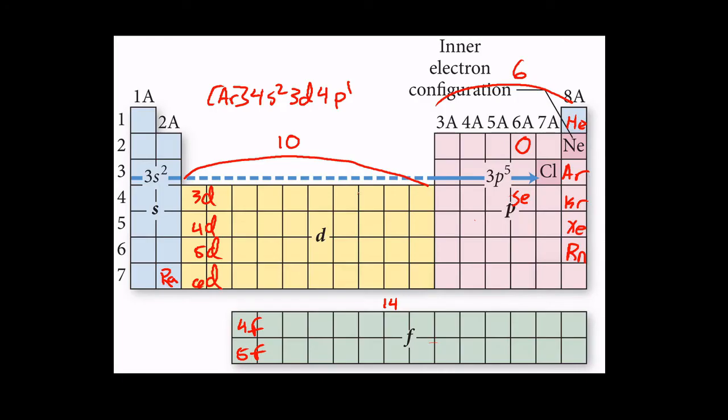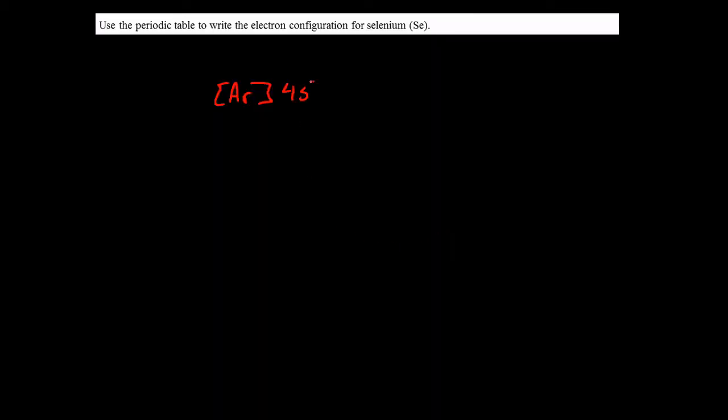So we know that it's going to start with argon in square brackets. And then picking up from argon, we start with the 4s. So it's going to be 4s2. We're going to go all the way through the 3ds, so it'll be 3d10. And then selenium is 1, 2, 3, 4 elements in to the 4p. So 4s2, 3d10, 4p4.